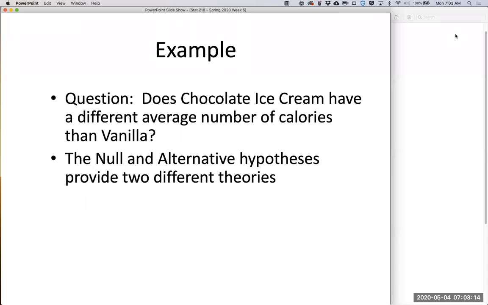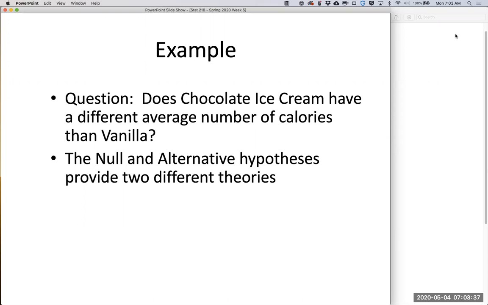So, does chocolate have a different number of calories on average than vanilla? The null and alternative hypotheses are ways of writing down our yes and our no. So let's write that down. Let me grab my glasses so I can see.